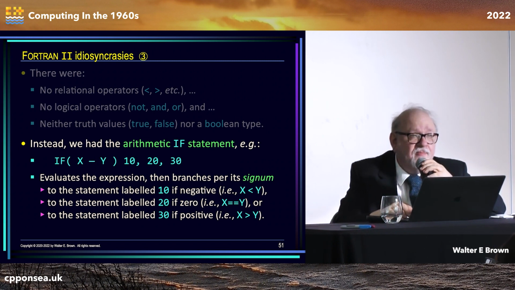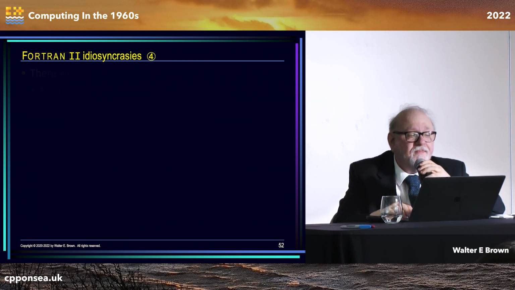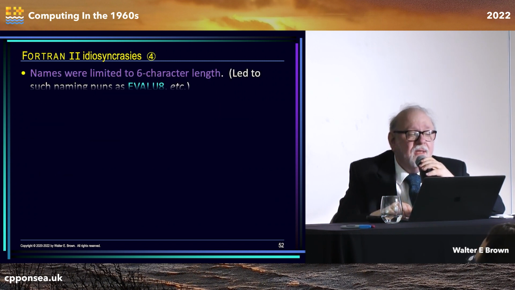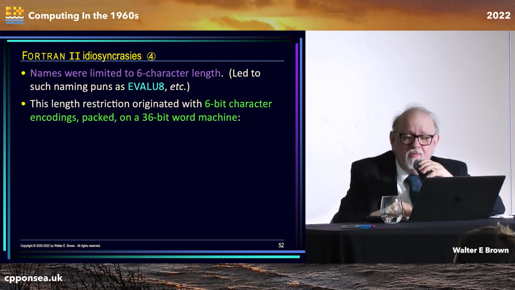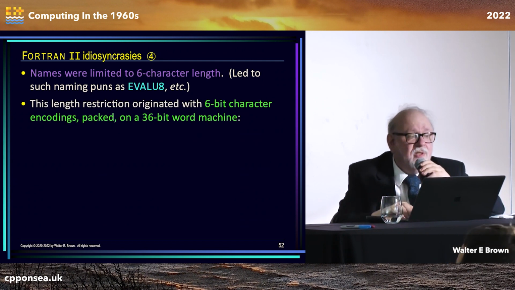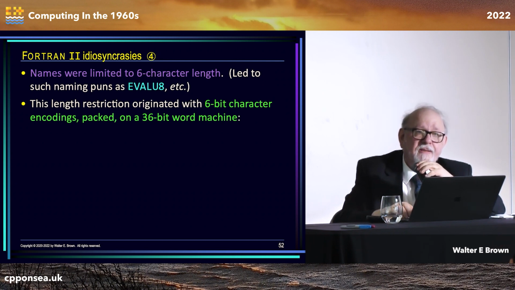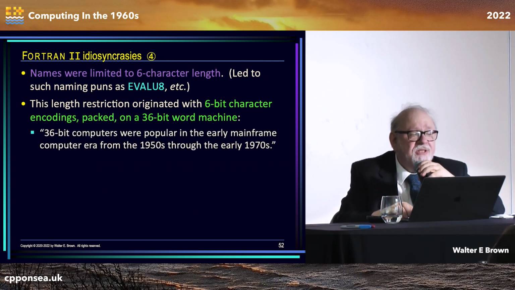So that's how we did conditional branching. Names in Fortran in that era were limited to 6 characters, which gave us a lot of naming puns like evaluate. The reason we had that restriction in Fortran is because there were a lot of machines that used 6-bit character encodings on a 36-bit word, which let you pack 6 characters per word. And 36 bits was considered valuable.